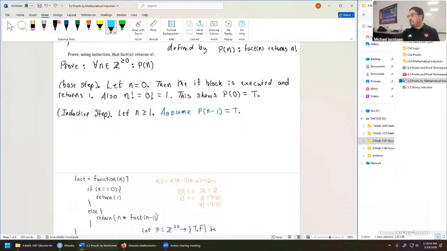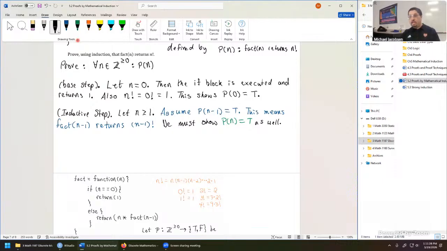So let's write it down. This means fact of n minus one returns n minus one factorial. So we've got that statement down. That's our inductive hypothesis, we often call this. Now what we need to do next is we must show P at n comes out as true as well.